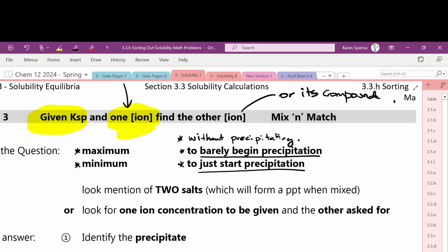These are all mix and match problems. You're going to have two salts, one of which will form a precipitate when you mix them together. So you're looking at a double replacement reaction, right?